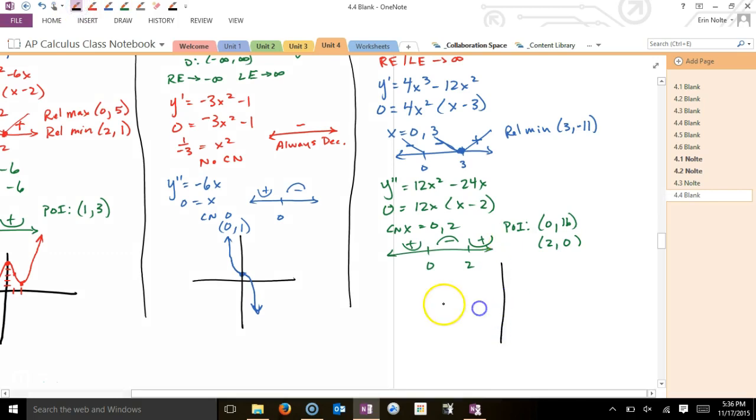So we're going to draw these points. I have a relative min at 3, -11. Let's use a different color. That looks about like 11. Point of inflection at 0, 16. 1, 2, 3, 4, 5, 6, 7, 8, 9, 10, 11, 12, 13, 14, 15, 16. Nailed it right there. I've got one at 2, 0.